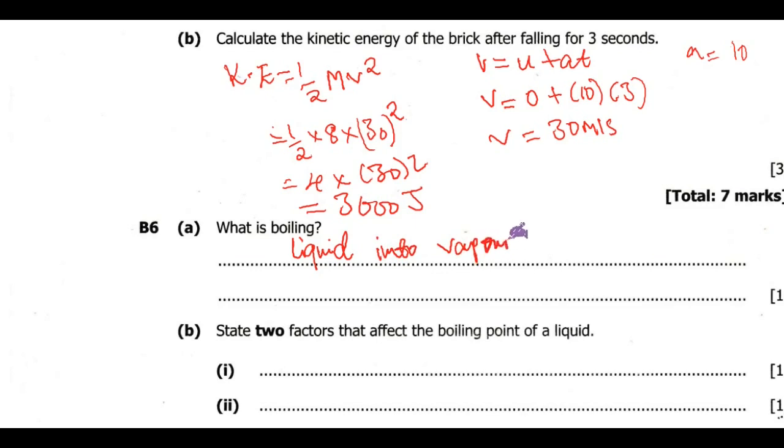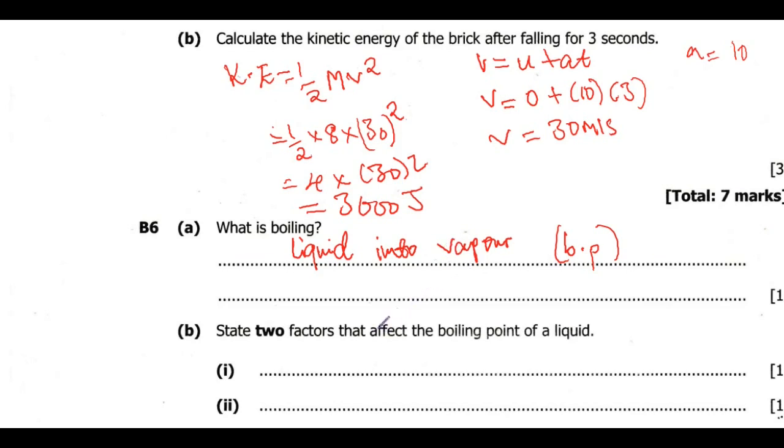Of course, you can expand the sentence. I'll leave that up to you. Boiling is the process of converting liquid into vapor, and it happens at the boiling point. It's a very simple thing. Like you have water in a pot, you boil it, and then it turns to vapor. So that is boiling.